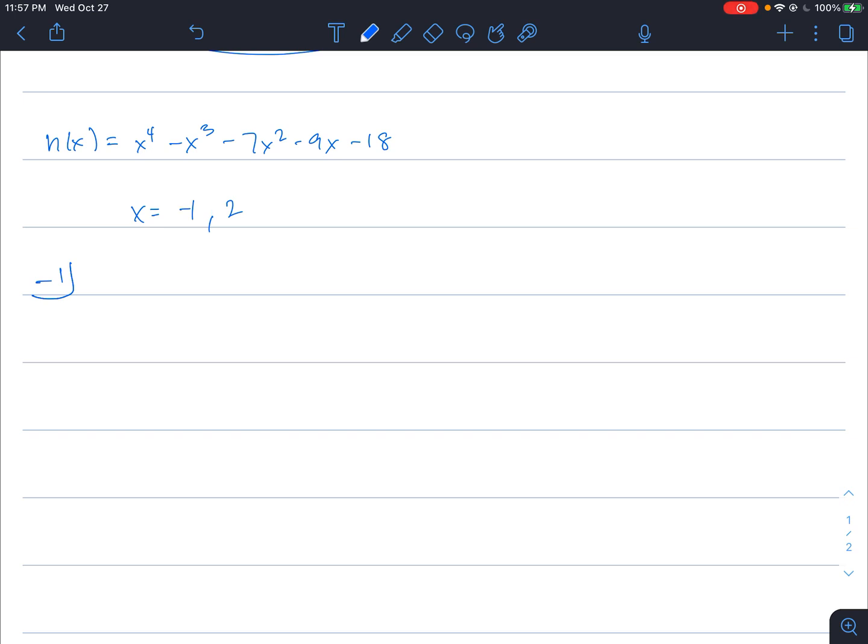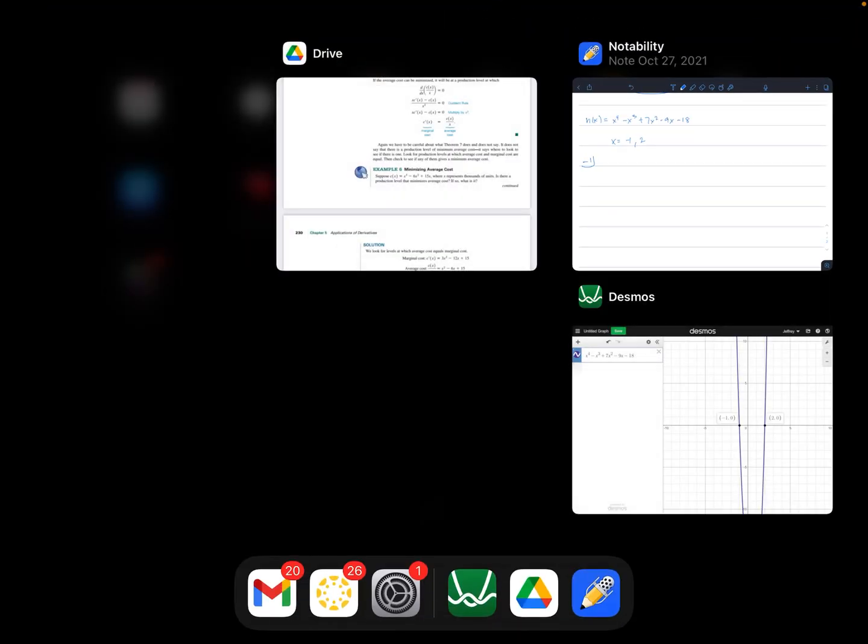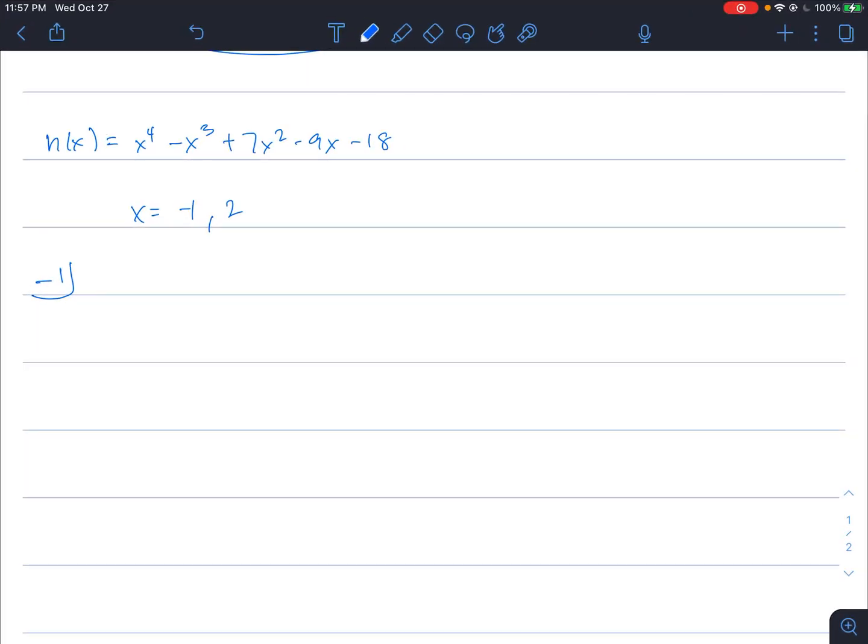So -1 is my 0, make sure I have the problem written down correctly. Right there, that's my problem. So plus 7. Yep, that's what I had here. So it should be plus 7 there. Okay, so then let's try this again. 1, negative 1, positive 7, negative 9, negative 18. Drop the 1, negative 1. Added together is negative 2. I get 2. Get 9 there. And then I'll get negative 9. And then I'll get negative 18, positive 18, and 0.